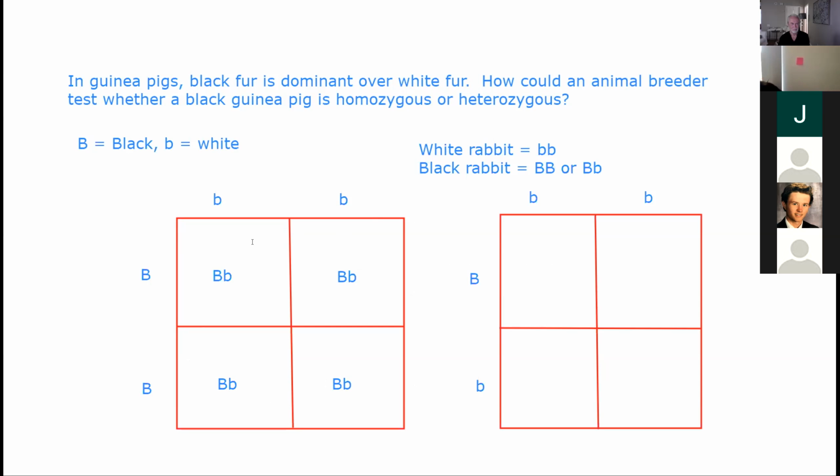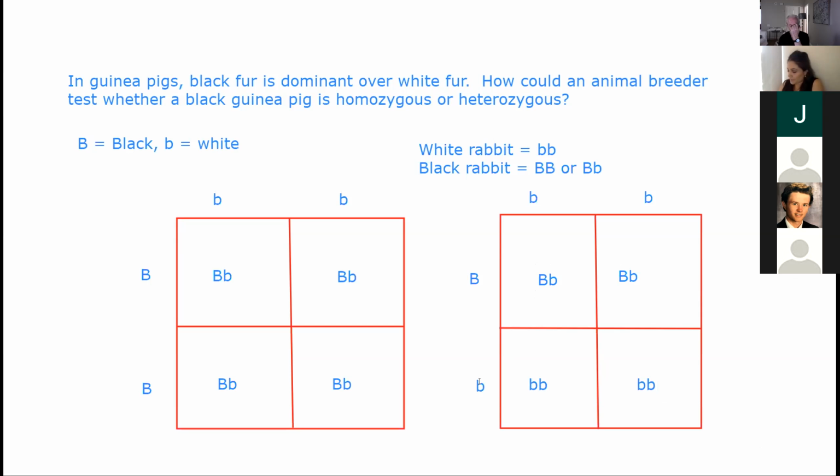And what about over here? What am I going to get in this box? Black. A big B, little b. Okay. What am I going to get in this box? Black rabbit. B, little b. What am I going to get in this box down here? White. Two lowercase b's. Yeah, I heard someone already say a color, going to get white.